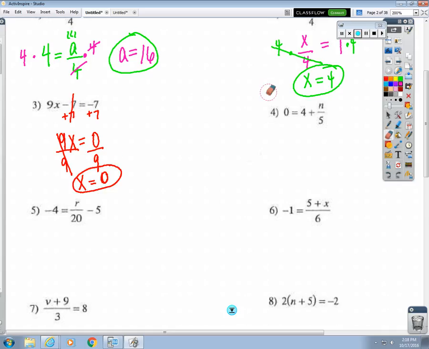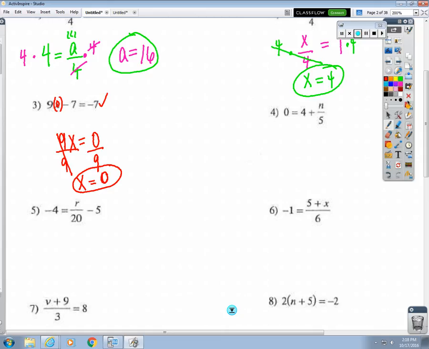Okay, now let's check it. If I were to plug in a 0 right here for the x, isn't that 9 times 0? What's 9 times 0? And what's 0 minus 7? Negative 7. So that's how we know we did it right, because it works.